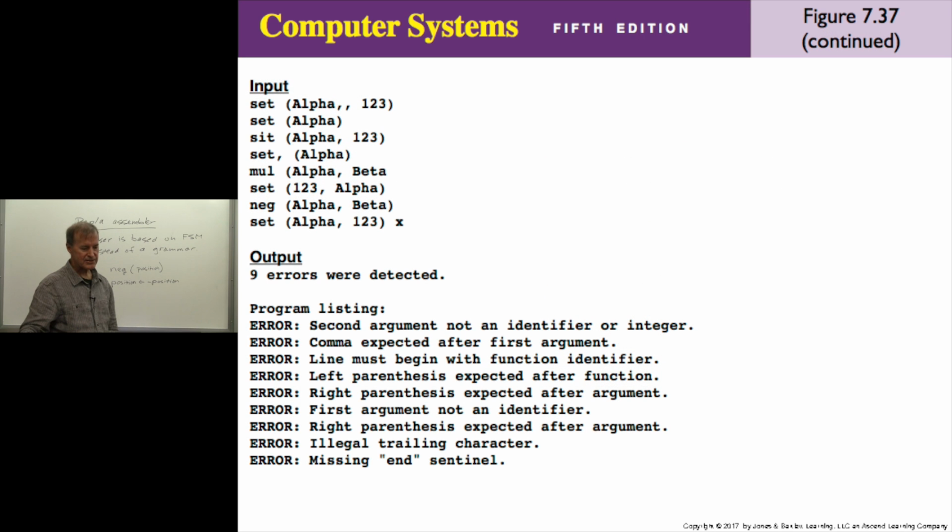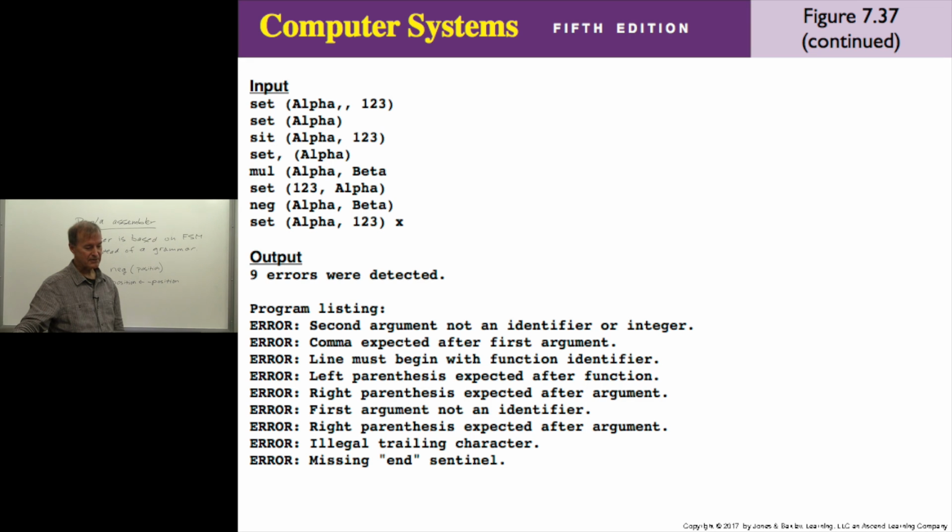And then here on the next part of the slide, in figure 7.57, is some erroneous output. Now let's take a look at each one of these errors. If you say, with the input line, set alpha, comma, comma, 1, 2, 3, what is the error message? Error. Second argument, not an identifier or an integer. That's because it had the comma, and then it was looking for another identifier, but it was a comma. Are you with me?